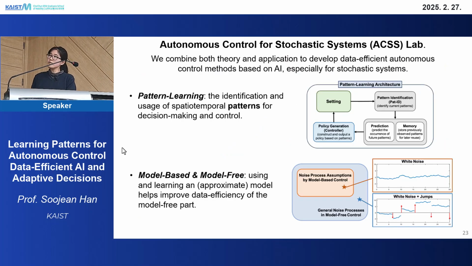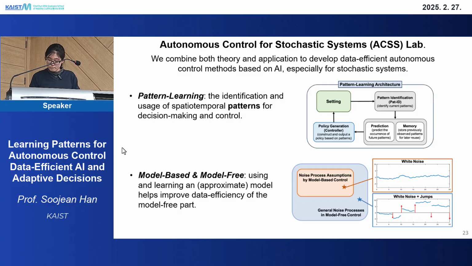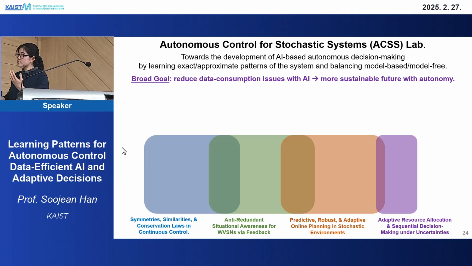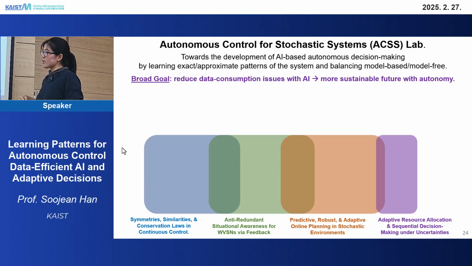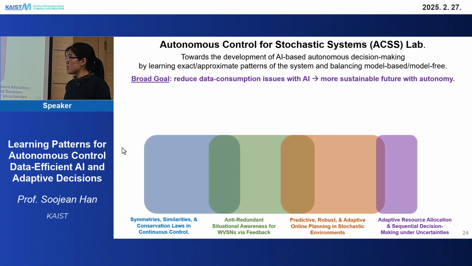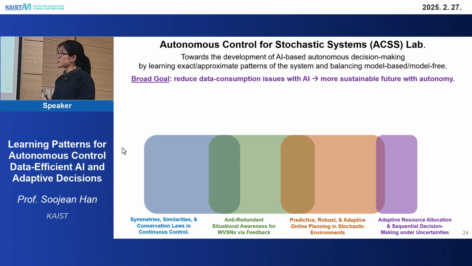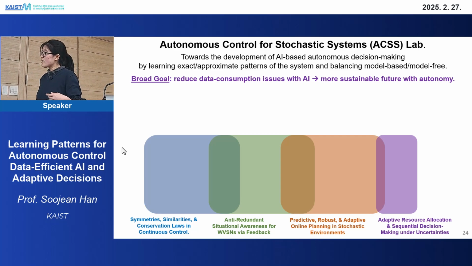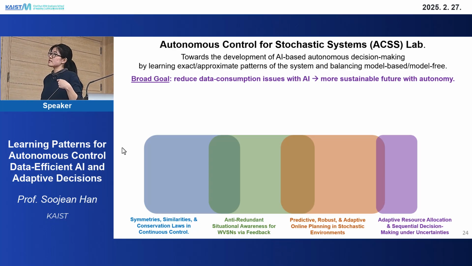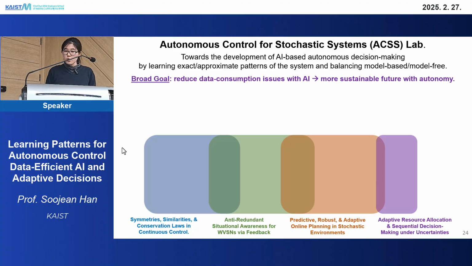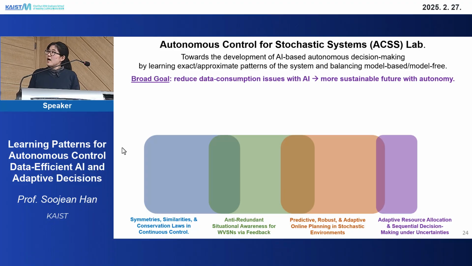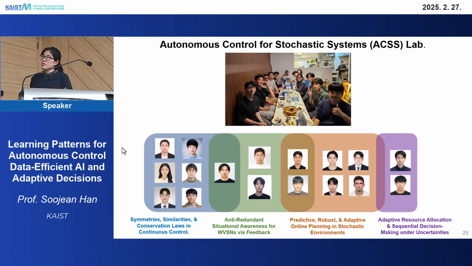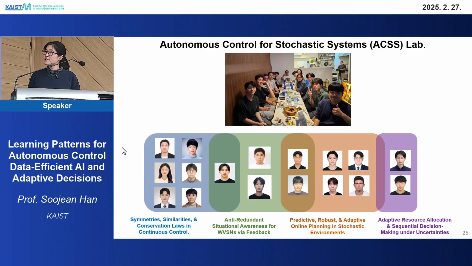Okay, so here's the slide that we've seen before. This is just a summary of the 2 points that I mentioned in detail. Now, I would say that broadly, those 2 points can be further divided into these 4 topics, these 4 concrete groups that we're pursuing in our lab. So that's symmetries, similarities, and conservation laws in continuous control, anti-redundant situational awareness for wireless visual sensor networks via feedback, predictive, robust, and adaptive online planning in stochastic environments, and adaptive resource allocation, sequential decision-making with uncertainties. So I like to categorize them into these 4 further parts. And I like to categorize the members of our lab based on the topics that they're working on. We have a total of 14 graduate students and 3 interns who are working on this project.